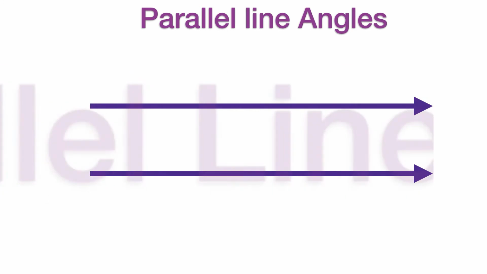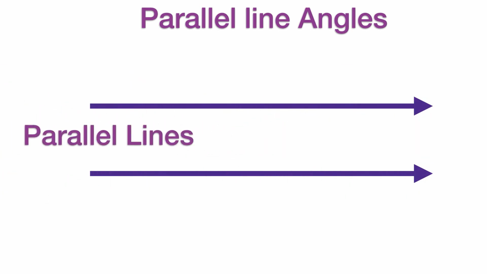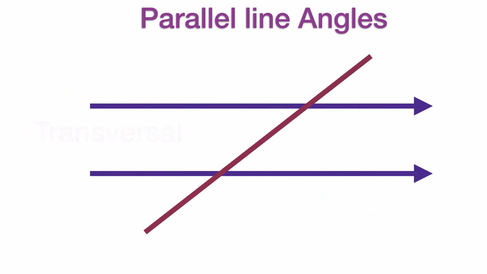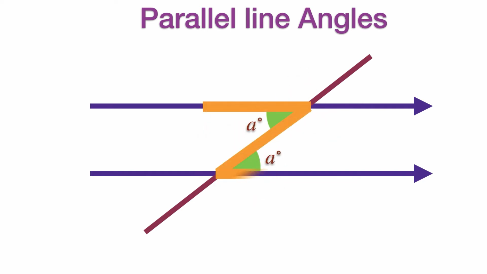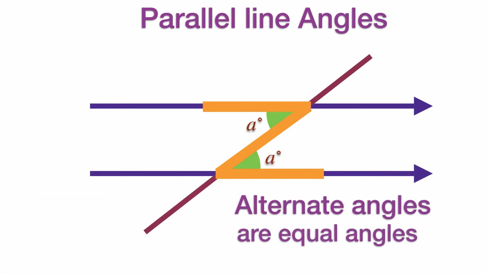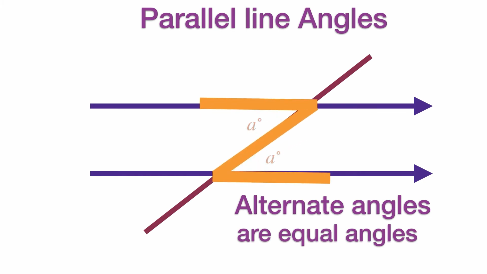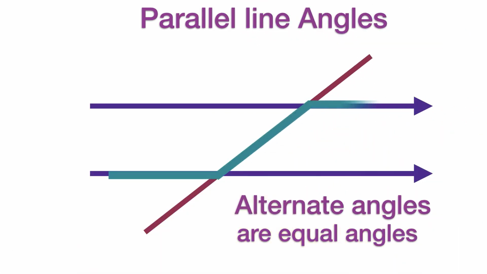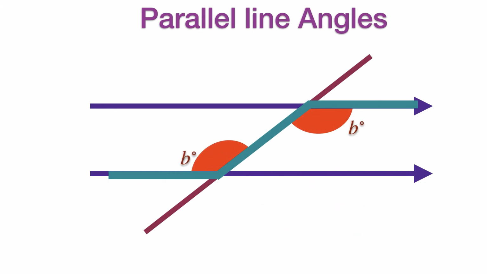Lines that never meet are parallel lines, and they are denoted by the arrowhead. A straight line which crosses the two parallel lines is known as a transversal. There are three different types of parallel line angles that are created when the transversal crosses the parallel lines. The first one is the alternate angle. Alternate angles are the two angles that are always on opposite sides of the transversal. These angles together make up the letter Z and they are always equal angles. The letter Z can occur in various different forms. So it can be like this or like that, and they are always equal angles.